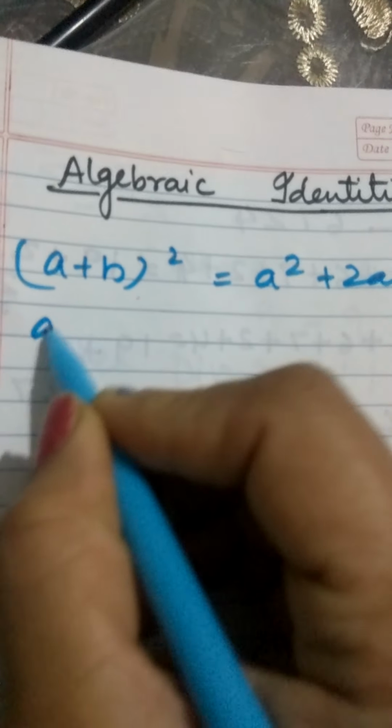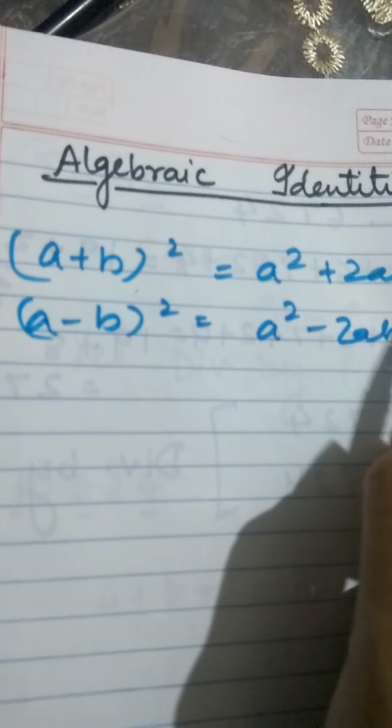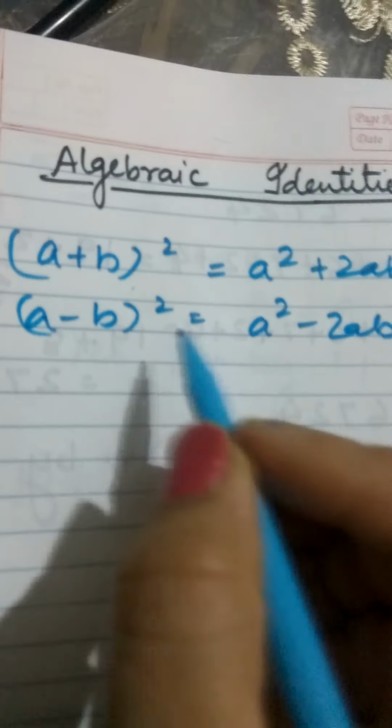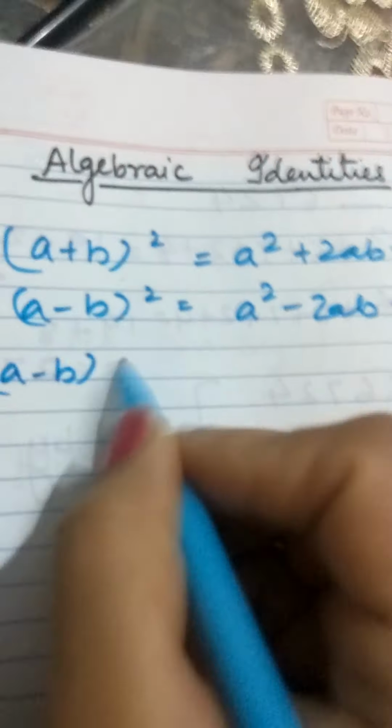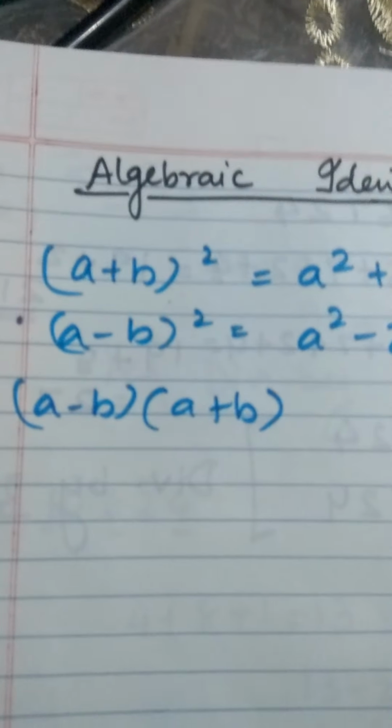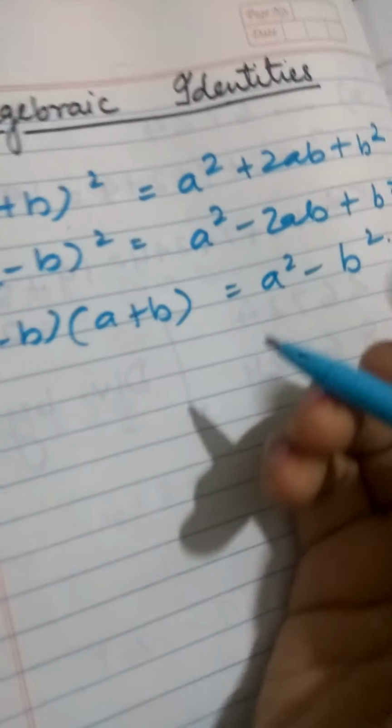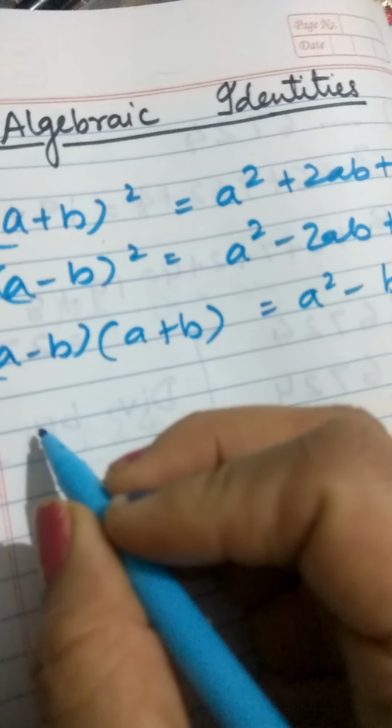So we will start from the basic identities that we have done. (a plus b) whole square equals a square plus 2ab plus b square. Similarly, we have (a minus b) whole square is equal to a square minus 2ab plus b square, and then we have (a minus b)(a plus b). Now all this you have already learnt.